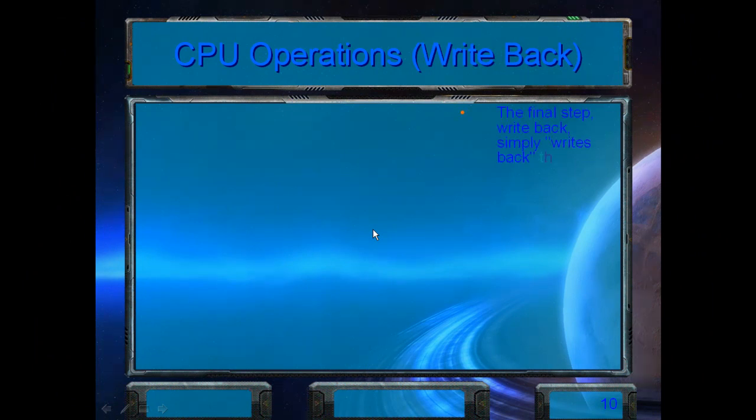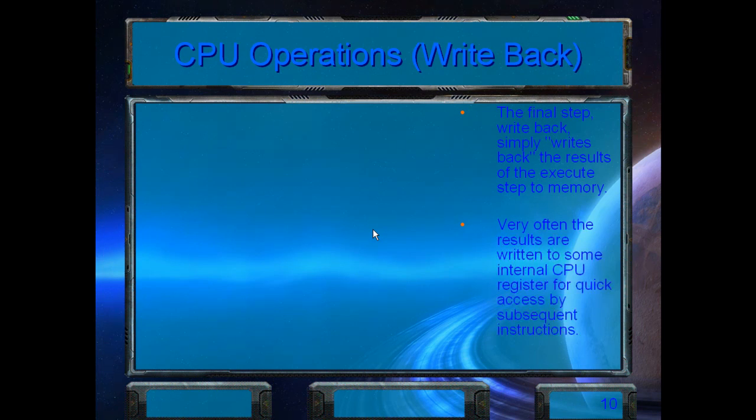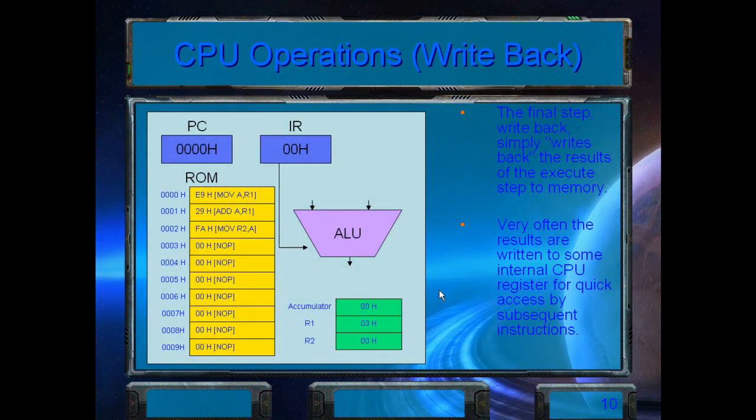The final step, write back, simply writes back the results of the execute step to memory. Very often the results are written to some internal CPU register for quick access by subsequent instructions. Now that we have the complete process, after the execute step for the first instruction, 03 hex is written to the accumulator during the write back step. Similarly for the second instruction, 06 hex is written to the accumulator. And the third instruction, 06 hex, is written to R2.